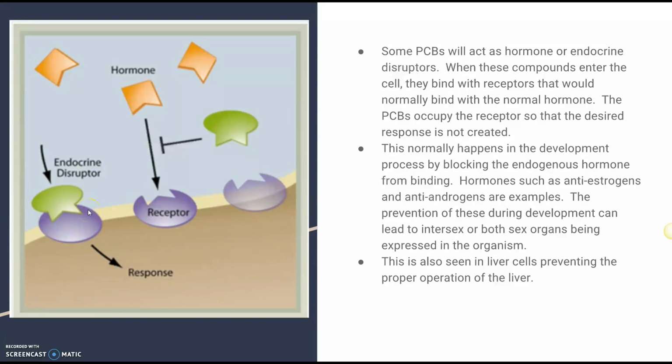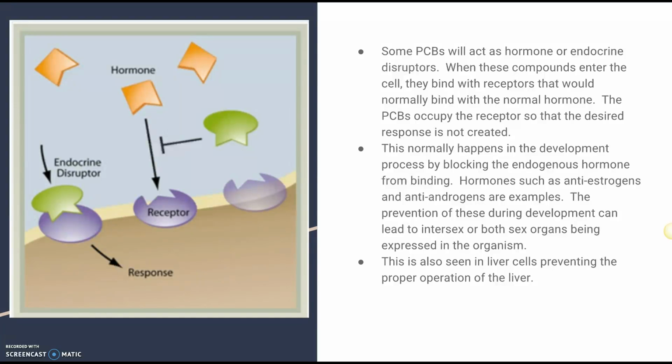So in this case, it'll connect and it will create a response. So it'll either prevent the response from happening, or it'll create a different response that's not desired. So we see this a lot when we start talking about the hermaphroditic situations. We see this with the anti-estrogens and the anti-androgens. So what happens is it creates this androgynous hormone from binding, or blocks the androgynous hormone.